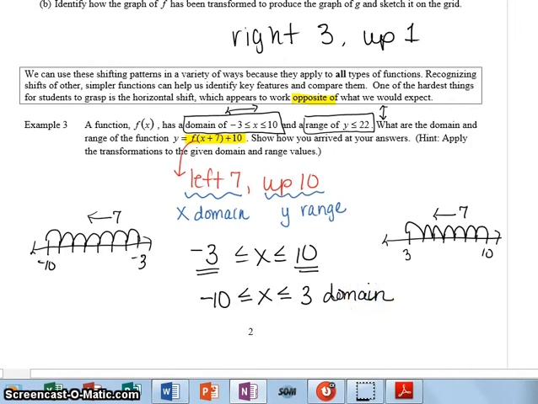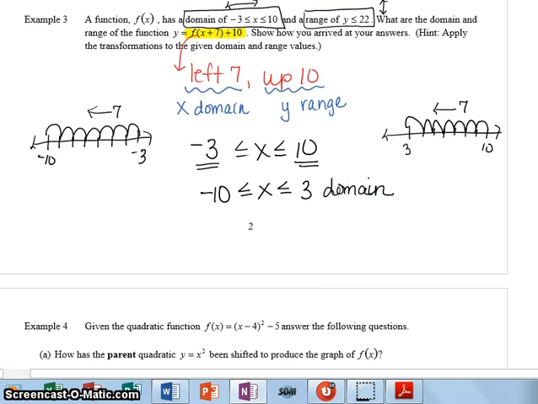Oops, I can't spell. All right, the range starts you at y greater than or equal to 22. Now the shift wants us to go up 10. The shift here is up 10 to the y. So you're just going to add 10 to 22, and my new range is y greater than or equal to 32.